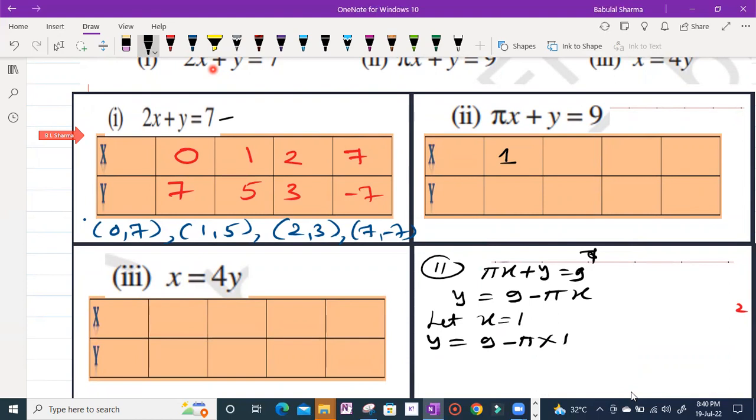जहां भी x है उसकी जगह आप 1 पुट करें, that is 9 minus pi. So the value of y will be 9 minus pi. This is one solution. Let, इसी में let x is equal to 2. We can write here y is equal to 9 minus pi into 2. देखिए, that is 9 as it is, minus pi, in place of x you write here 2.